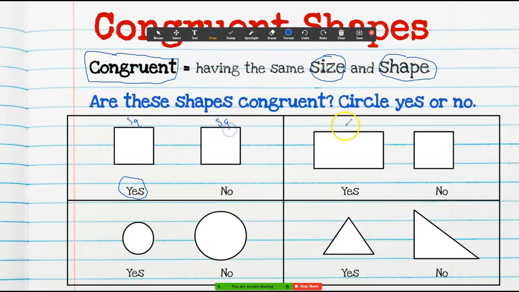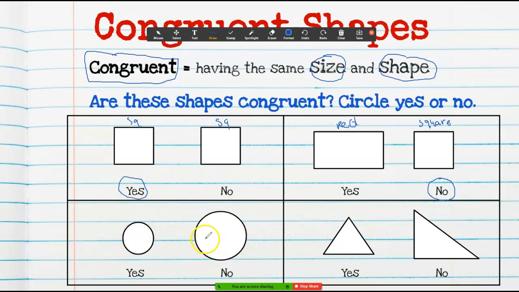Okay. Here we have a rectangle and a square. Now, one of the main things is it the same shape? That is not the same shape. A rectangle and a square are different. Remember, a square, all of the sides are even. So they're not the same size and they're not the same shape, which means they are not congruent.